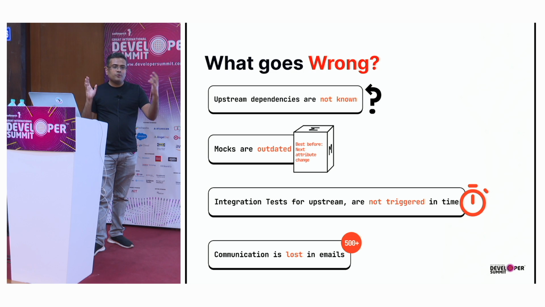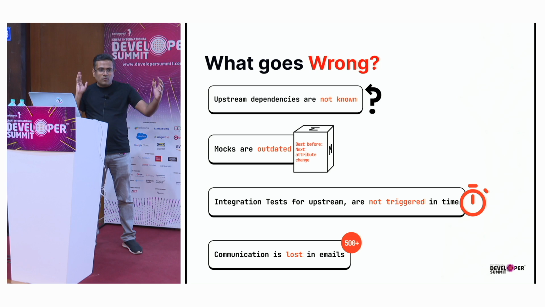Mocks, right? When other teams are using your mocks, these mocks sadly are outdated. Because these mocks are outdated, their tests will always keep passing without actually knowing that something is wrong. Their integration tests, which are supposed to test the integration in staging, are not triggered in time.